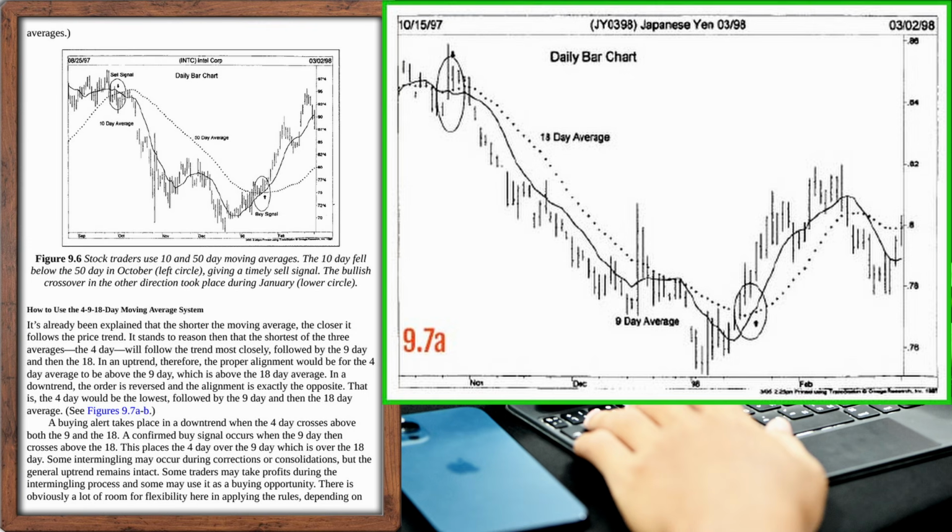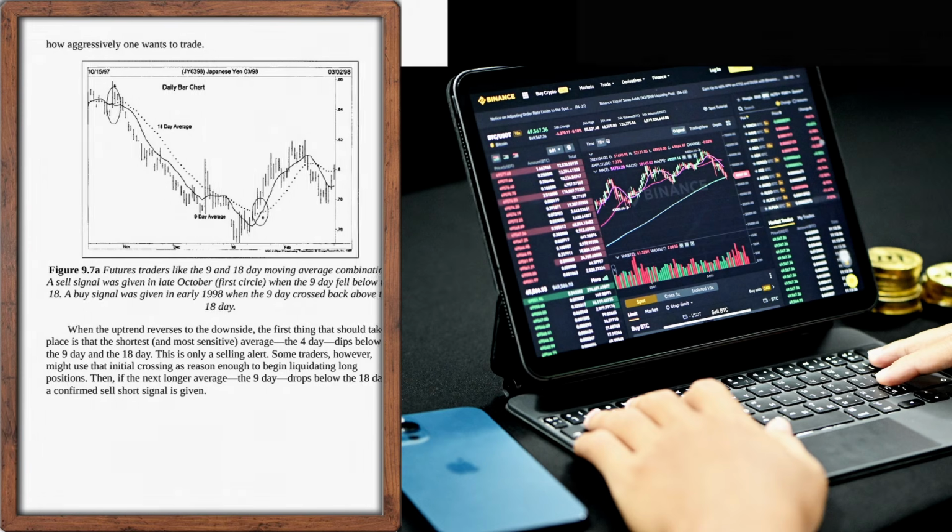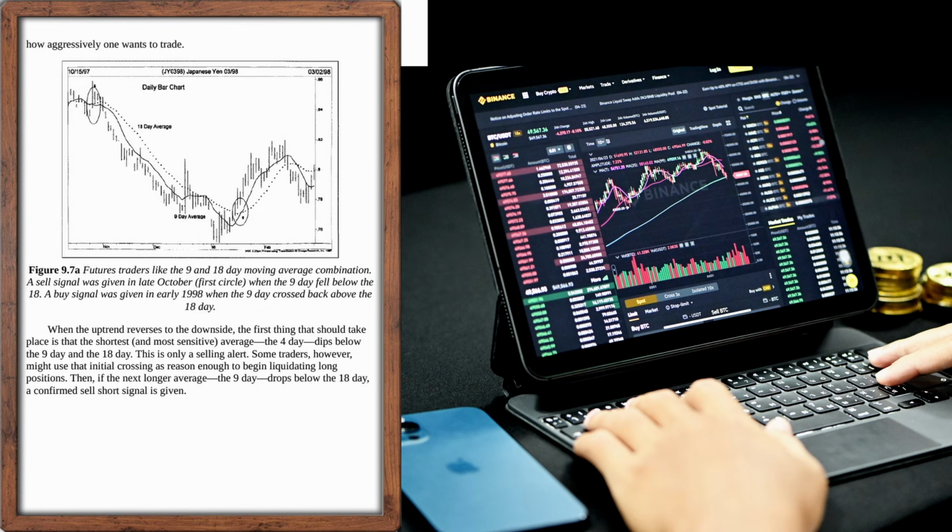There is obviously a lot of room for flexibility here in applying the rules, depending on how aggressively one wants to trade. When the uptrend reverses to the downside, the first thing that should take place is that the shortest and most sensitive average, the 4-day, dips below the 9-day and the 18-day. This is only a selling alert. Some traders, however, might use that initial crossing as reason enough to begin liquidating long positions. Then, if the next longer average, the 9-day, drops below the 18-day, a confirmed sell-short signal is given.